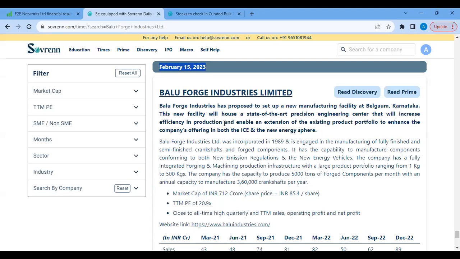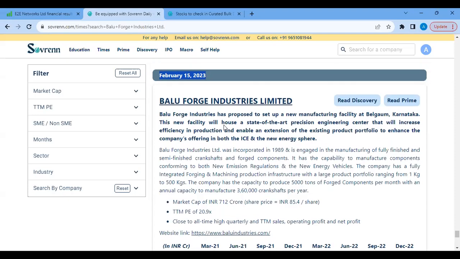Are HNIs smart investors or dumb investors? HNIs are typically smart investors. They know what they're doing in the market.